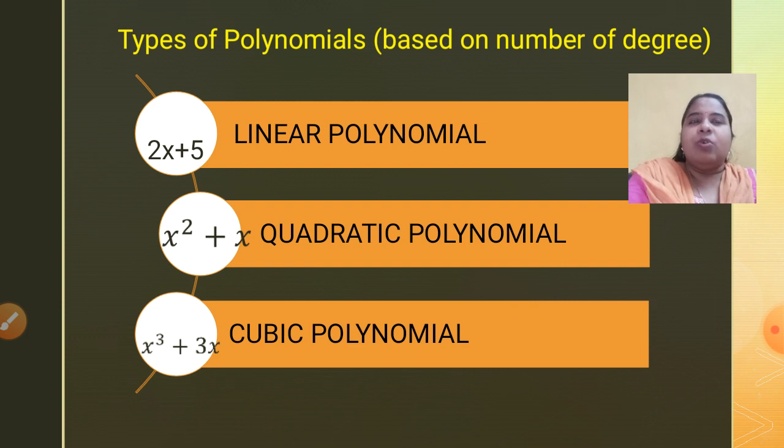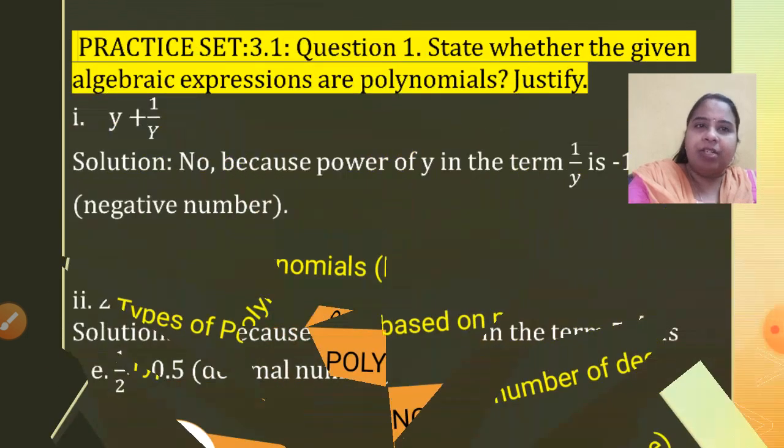So learn this new concept that polynomials are also classified based on degree. They are called as linear polynomial when degree is 1, quadratic polynomial when degree is 2, and cubic polynomial when degree is 3. I hope all these concepts are clear and you are writing it as well. Yes, please write it and try to understand it.